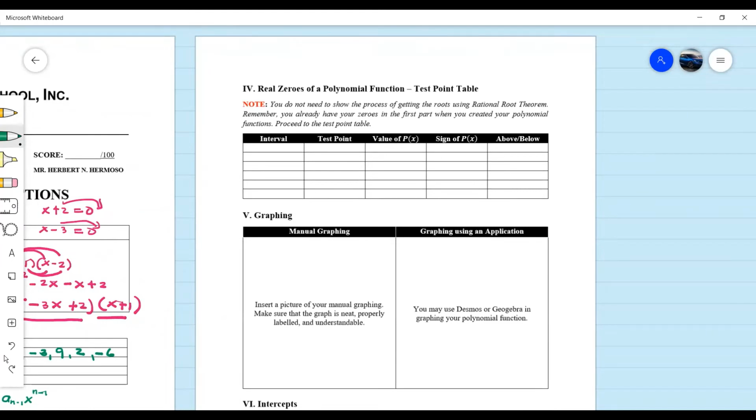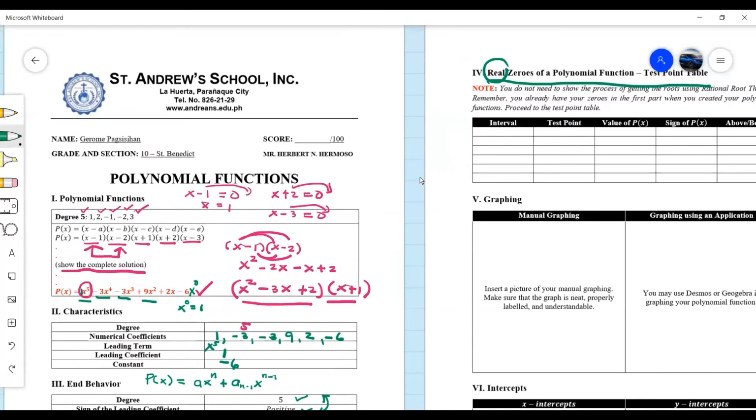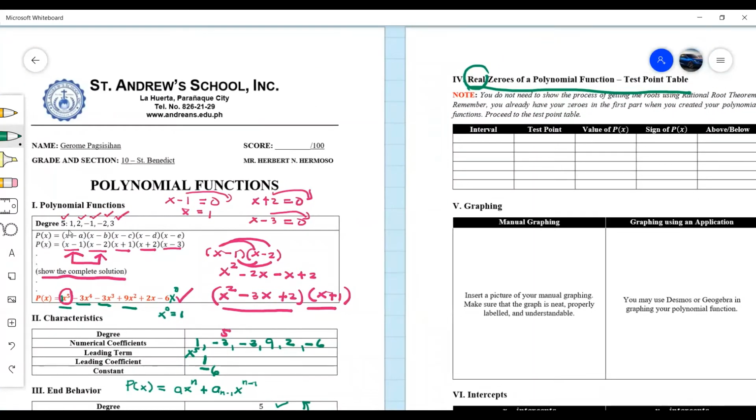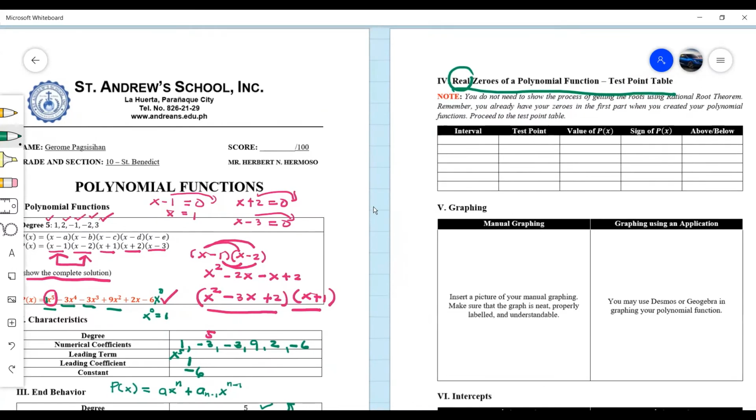performance task. So in the fourth part of our performance task, real zeros of polynomial function. Real zeros, meaning to say, not imaginary, the word is real. But of course, since kayo naman ang nagbibigay ng inyong zeros, ito yung zeros natin, di ba? Wala naman kayong imaginary nilagay dyan. Walang imaginary nilagay dito, in this case, si Jerome. So, 1, 2, negative 1, negative 2, 3. These are the zeros.